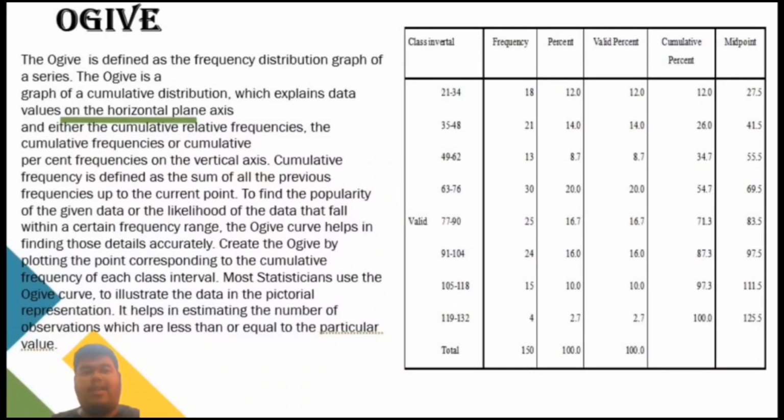To find the popularity of the given data, or the likelihood that the data fall within a certain frequency range, the ogive curve helps in finding those details accurately. An ogive can be created by plotting the points corresponding to the cumulative frequency of each class vertically. Most statisticians use the ogive curve to illustrate data in a pictorial representation. It helps in estimating the number of observations which are less than or equal to a particular value.